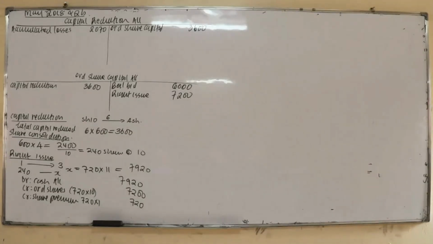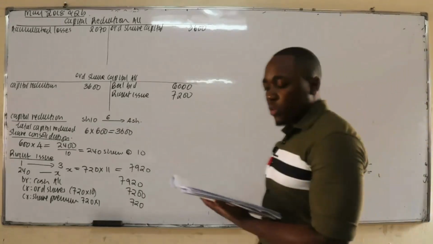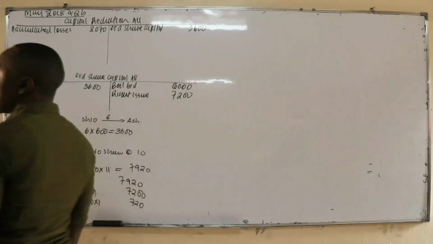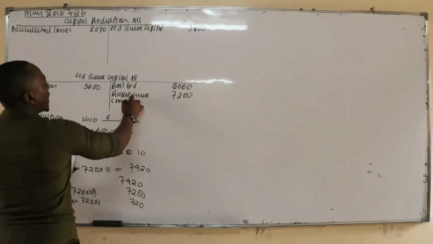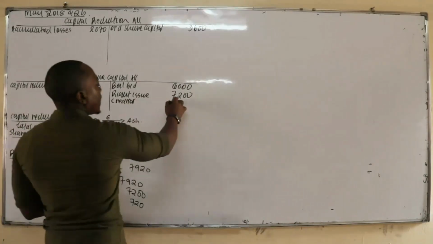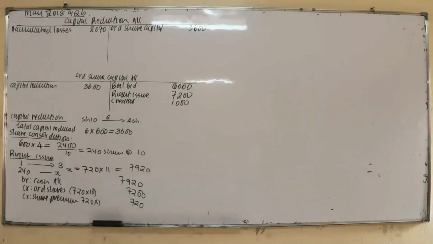Number 3. The company's major supplier has agreed to convert an amount of 1 million owed to him into fully paid ordinary shares issued at par. Yes, we decided to pay the creditor, and we gave him shares worth how much? Read number 3 again.